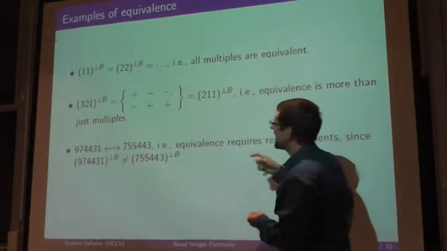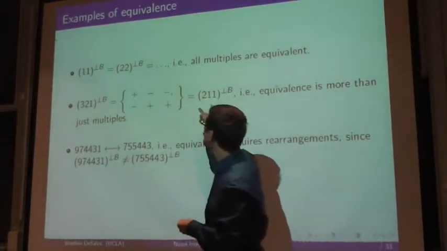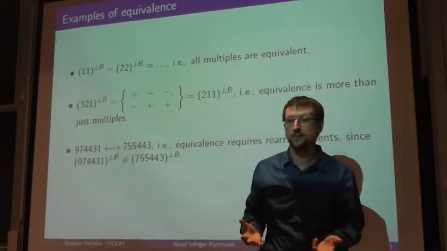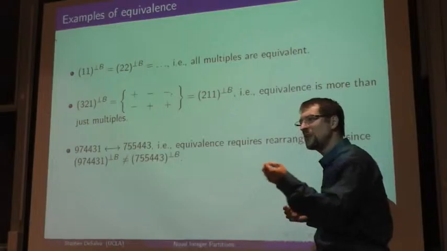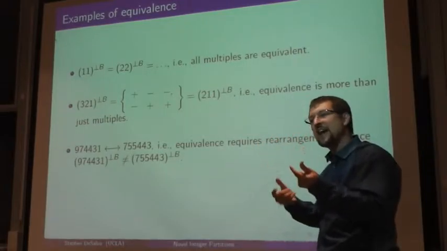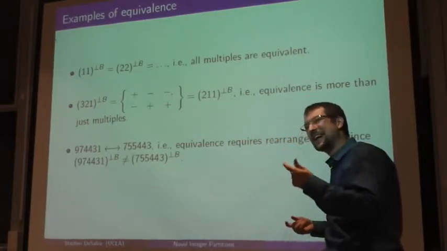Wherever the 2 goes, both 1s have to counteract it. So in this case, we would say that these two partitions are equivalent, even though they're not multiples of each other. And at some point you might say, do you really need to rearrange them? Can you just look at the partitions themselves? And the answer is no.